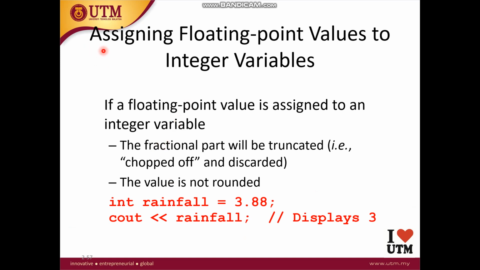Okay, when we are assigning a floating point value to an integer variable, for example, int rainfall, this value must be an integer. But what if we give it a number with a fractional part, a floating point value? What happens here? It truncates, it discards, it ignores the fractional part. It only remains with the real part of the number. For example, when you say int rainfall equals this number, cout rainfall, what's going to be the output? Only 3. It doesn't round it, it only discards or chops off or truncates the fractional part.